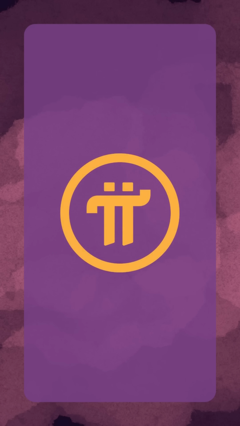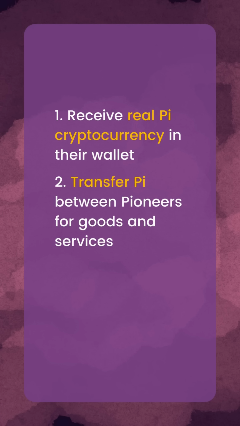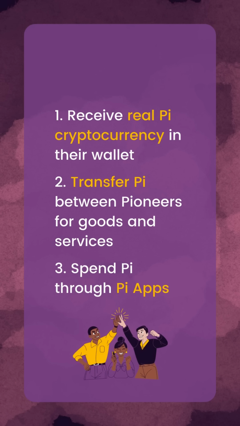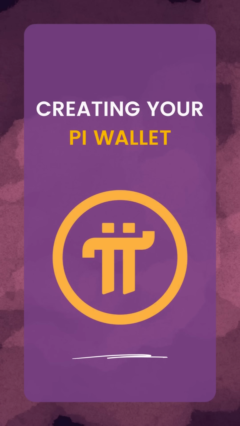We're so excited for Pioneers who have migrated their Pi Transferable Balance to mainnet or are in the process of doing so to finally, 1. Manage their mainnet migrations and receive real Pi cryptocurrency in their wallet, 2. Transfer Pi between Pioneers for goods and services, and 3. Spend Pi for goods and services through Pi apps very soon. These initial utilities will help further develop and bootstrap the Pi app ecosystem during Pi Network's current closed network period. First, we'll show you how to create your wallet.